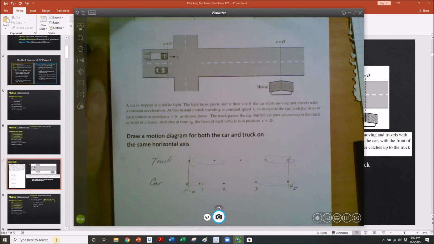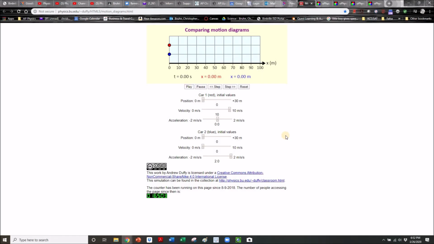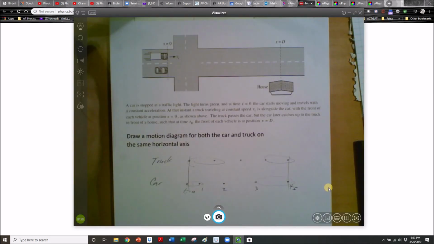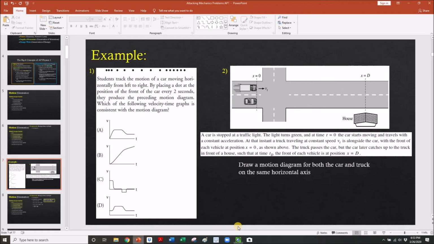I have a simulation of that, so let's take a look at that. And there we go. So the car catches up with the truck, very similar to what I drew down here. All right? And there we go. There's our dot diagrams.